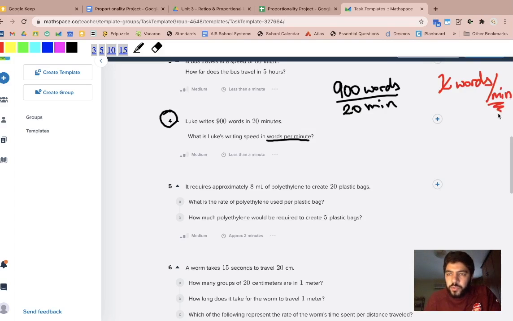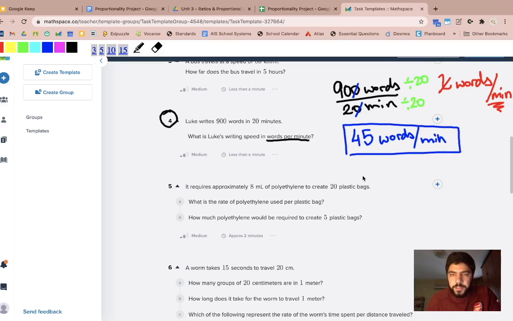Notice that the denominator is 1. So basically what they're asking us to do is find the denominator of 1. And so we need to divide this by 20. And if we're dividing the denominator, we're also dividing the numerator. And this is just very basic how to get a unit rate. We can even start off by canceling zeros. So we have 90 divided by 2. 90 divided by 2 is 45. So my answer would be 45 words per minute. Okay? So we found the unit rate in words per minute.